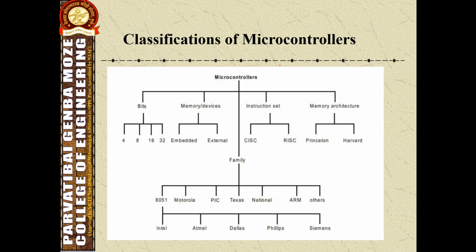The NVRAM version is manufactured by Dallas Semiconductors and it is called DS5000. There is also an OTP version. OTP is nothing but a one-time programmable version, which is made by various manufacturers. So let's see what the 8751 microcontroller is.